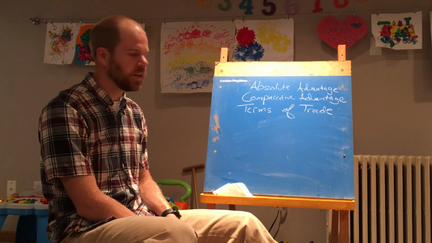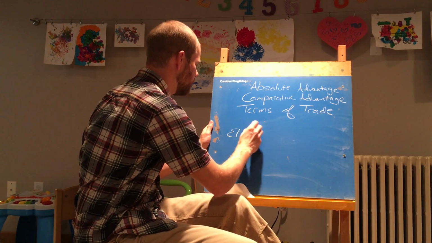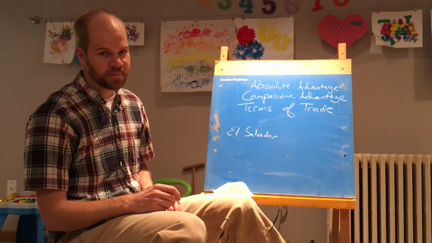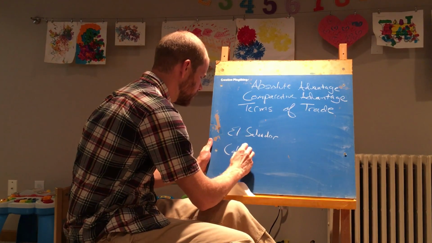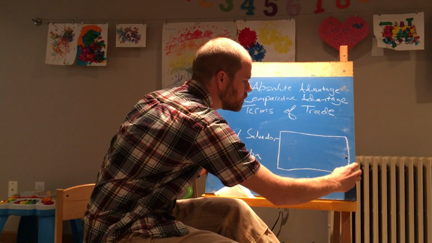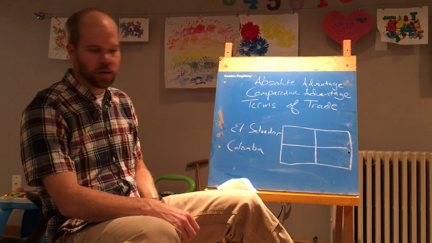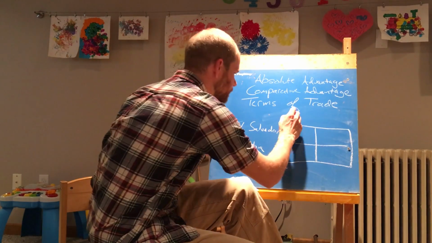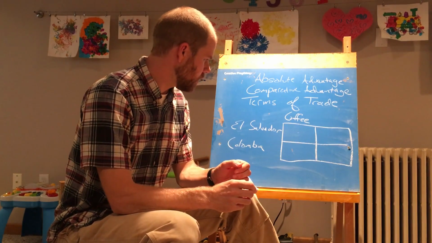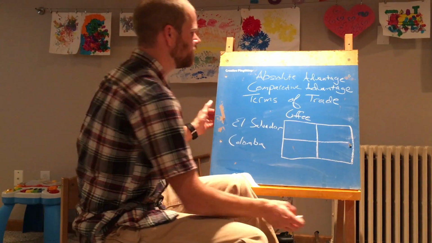So, Claudia, can you pick one country? El Salvador. And Declan, pick another country. Colombia. All right, Angelina, pick a product that both El Salvador and Colombia might be able to make. Coffee. And Alex, another product that both of these countries could make. Like clothes, like t-shirts. Okay.